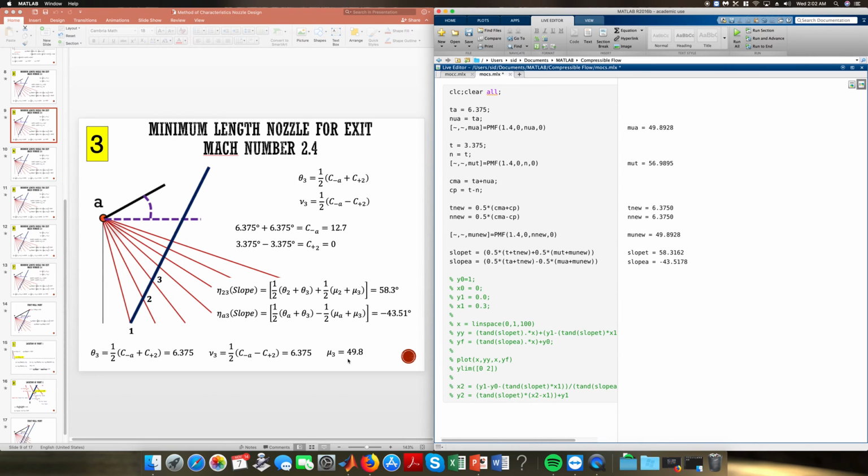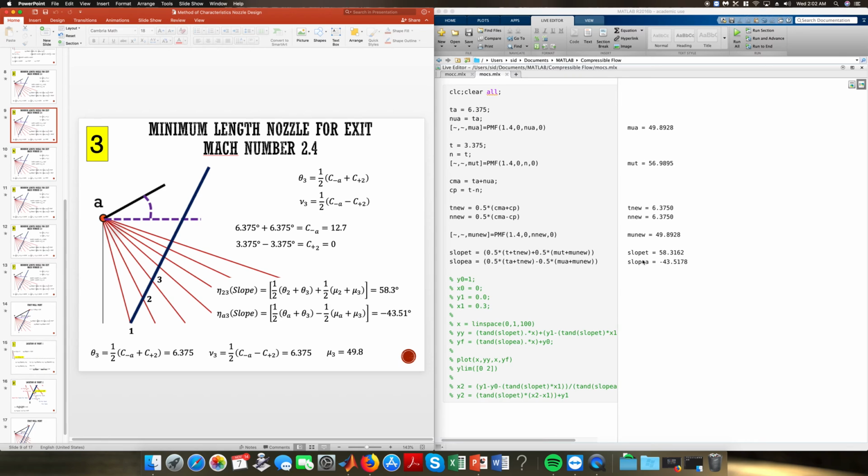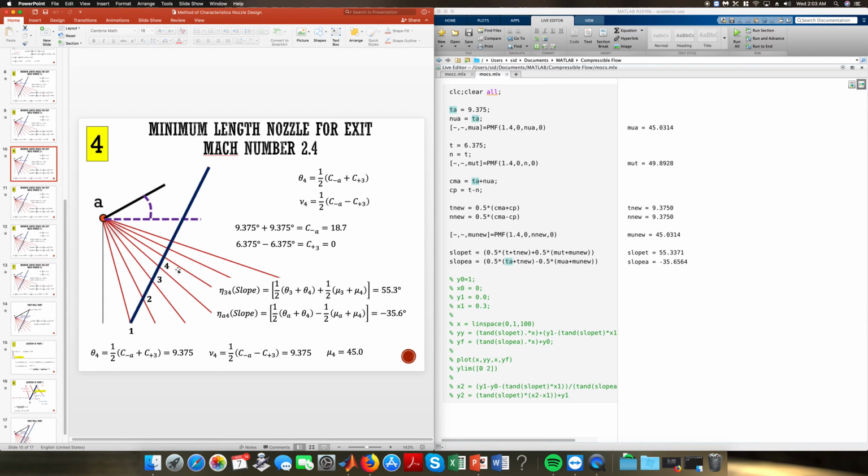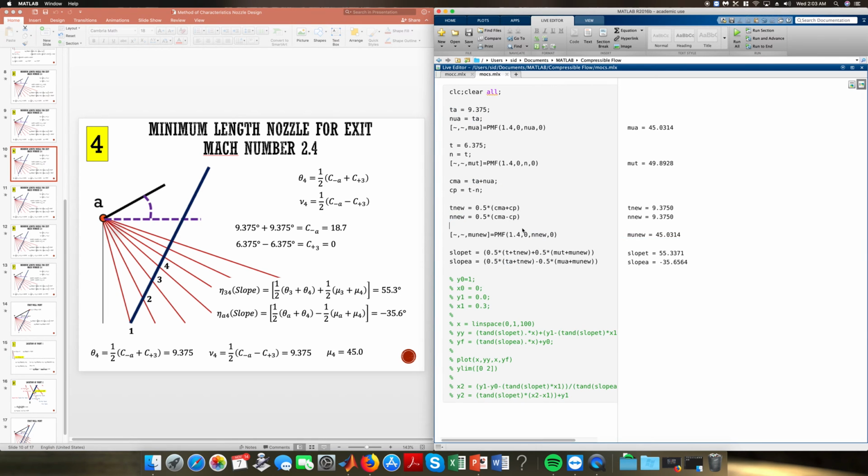My Mach angle is 49.8, my slope t is 58.3, and my slope of the Mach angle is minus 43.5, right? So if I want to do point 4, then I do 9 for A, and then theta, I reduce it by 3 degrees, and then I run it again. So that's point 4 right here, right? Now I'm getting 35.6, 35.3, right? So now what we did here is we generalized this approach, right? We wrote a common code that could get values for all these data points right here.